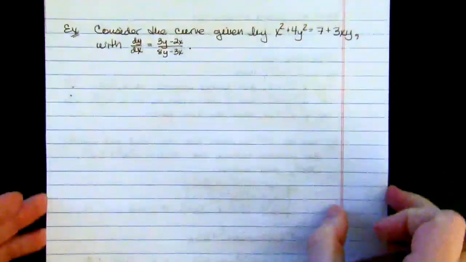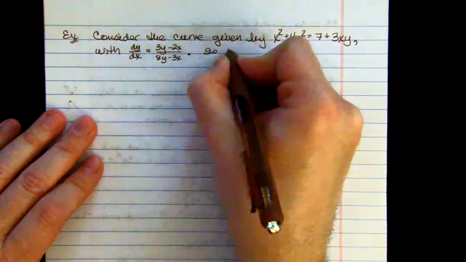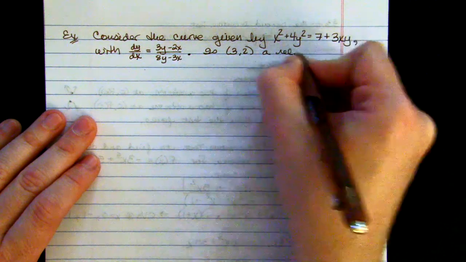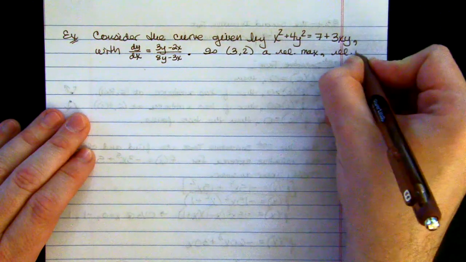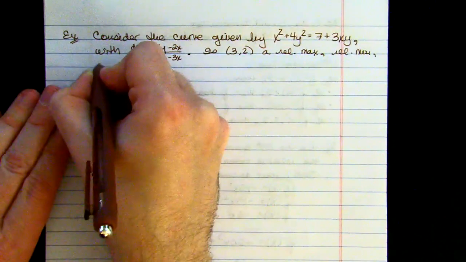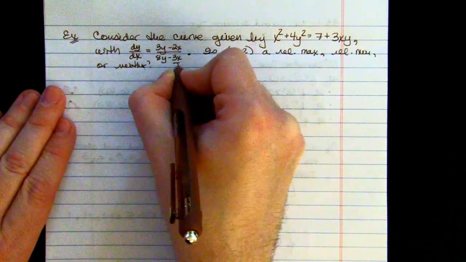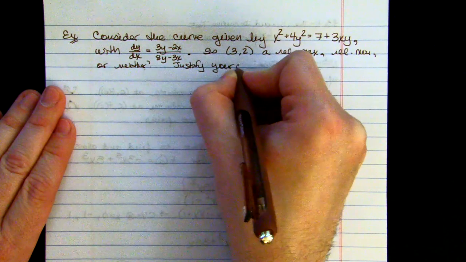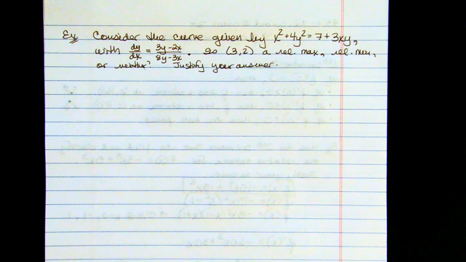Whoops, you can't see anything I'm doing. Sorry about that. I'll make the video pause in a moment once I'm done writing everything. I want to figure out, is (3, 2) a relative max, relative min, or neither? And of course, I'm going to justify your answer. I'm going to make Edpuzzle pause for a moment, get that copy down, and then we've got to figure out what's going on with this.